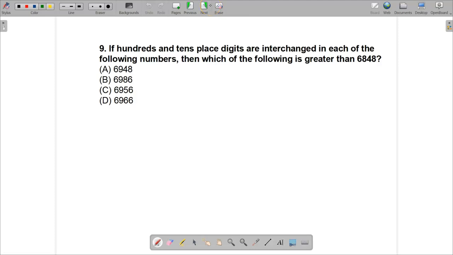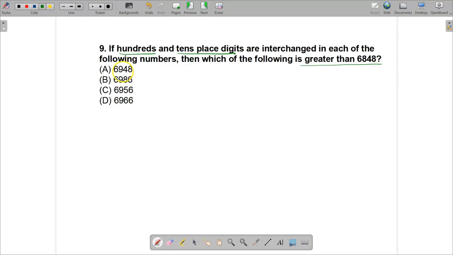9th question. If hundreds and tens place digits are interchanged in each of the following numbers, then which of the following is greater than 6848? They are saying that in each and every number we need to interchange the hundreds and tens place digits, and then we have to check which number is greater than 6848.